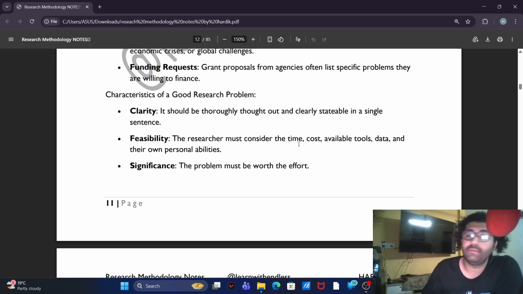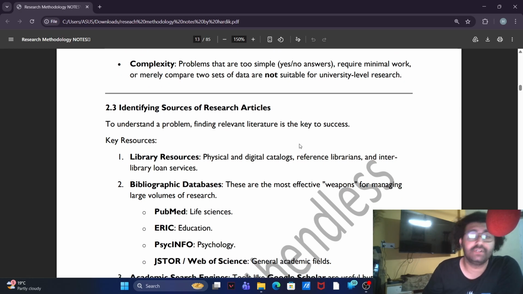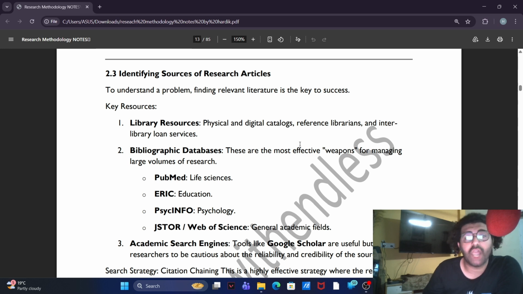Significance. The problem must be worth the effort. Complexity. Problems that are too simple, yes or no answers, require minimal work, or merely compare two sets of data are not suitable for university level research. Next topic, identifying sources of research articles. To understand a problem, finding relevant literature is the key to success.